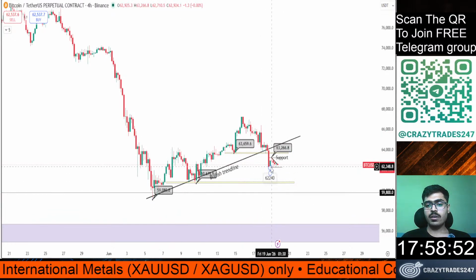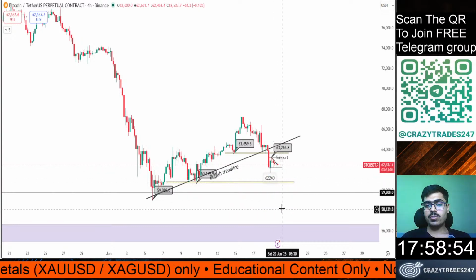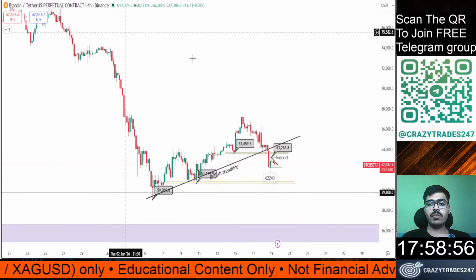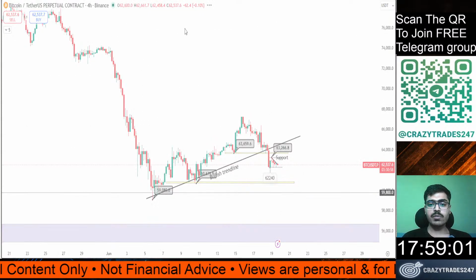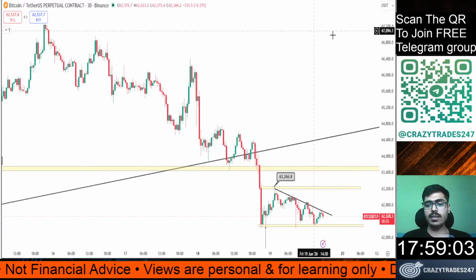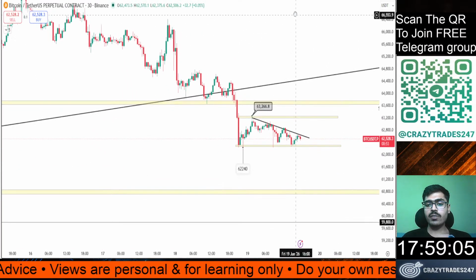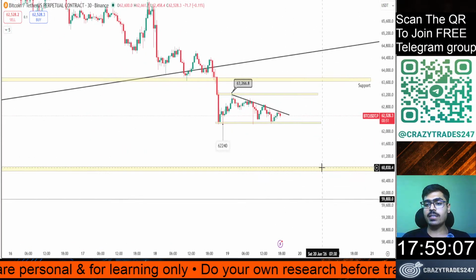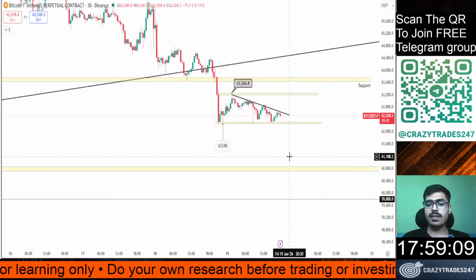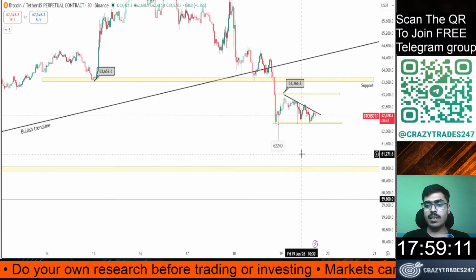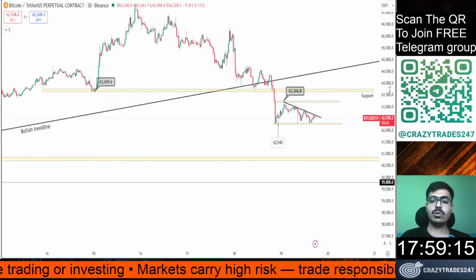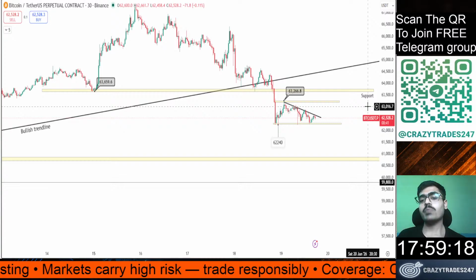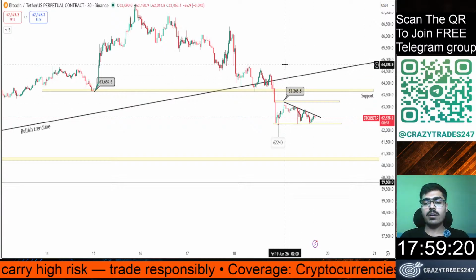So we have good points to capture, but we should not be so ambitious. Instead, we should take a conservative figure as a target. First of all, upon breaking of this level 62,240, we would be targeting 60,800 because any decline never comes in one quick move. It always takes some consolidation on its way.